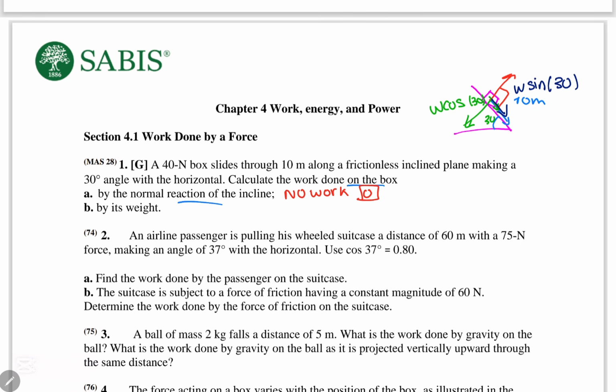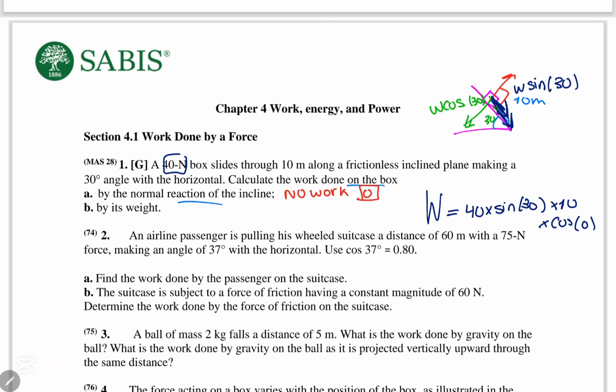Now, what do I have? I have my force, which is w sine 30 degrees, right? And what is the weight? They gave us the weight, it's 40 newtons over here. So my work done, I will denote it by capital W. It's equal to the weight, which is 40 newtons, times sine 30, multiplied by the displacement, which is 10, times cosine of the angle. In this case, the angle between the force, which is the Wx, and the displacement is gonna be 0. Why? Because they coincide.